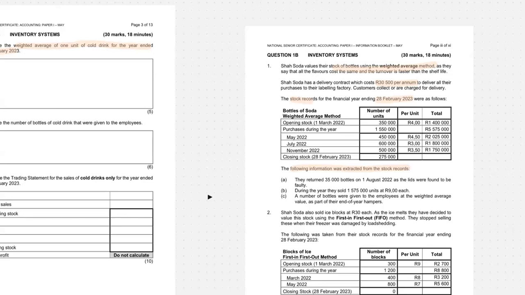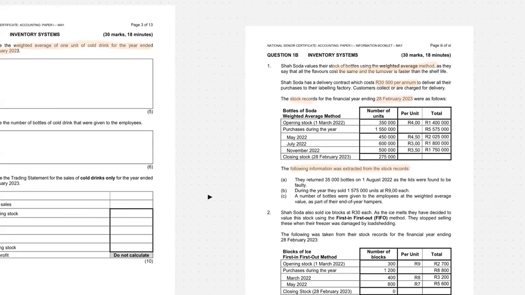So how do we do this? We take our opening stock plus our purchases minus returns, and if there's anything that was donated as well or something like that, then you would put it there as well. And then you would also need to include your cost of transport. So delivery cost, you also need to include it there. So this is what you put in at the top.